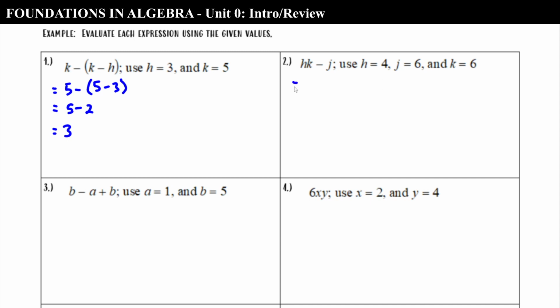For number 2, we have h is 4, k is 6, j is 6. So we're going to do multiplication first. 4 times 6 is 24. And then 24 minus 6 is going to give us 18.